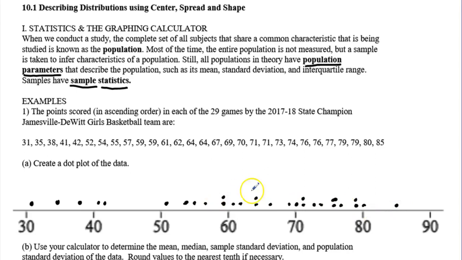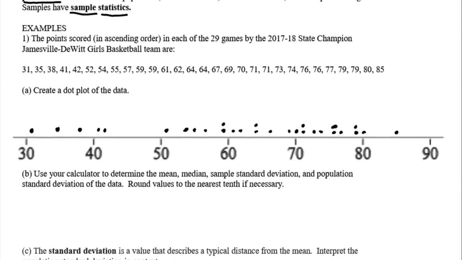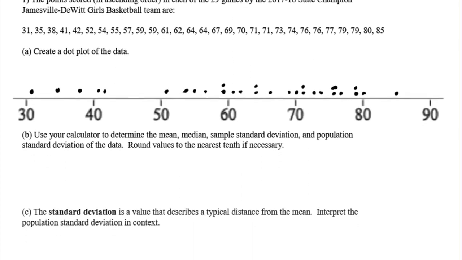Okay, so there you have your dot plot, and we can see just the general trend. We can see that it was rare for them to score less than 40 points or so. It was common for them to score in the 60s and 70s. Okay. But again, our minds can't take in all those numbers, so instead we like population parameters or sample statistics, summary numbers. Okay, so we're now going to use our calculator to determine these summary statistics, the mean, the median, the standard deviation of both the sample and population.